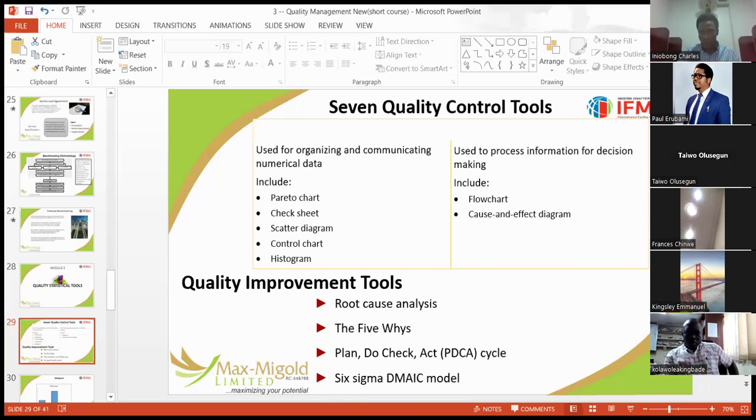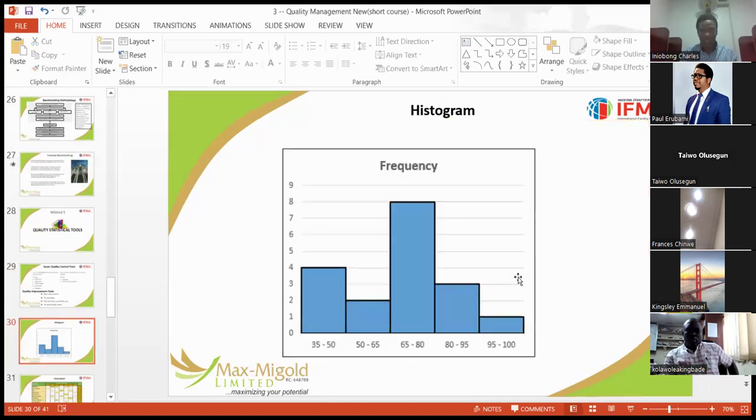Then we have the histogram. The histogram is something that we can easily use. For example, if you want to check the frequency of your work done in the electrical area, the plumbing or AC area, this is a chart that will make you see clearly what you are doing.